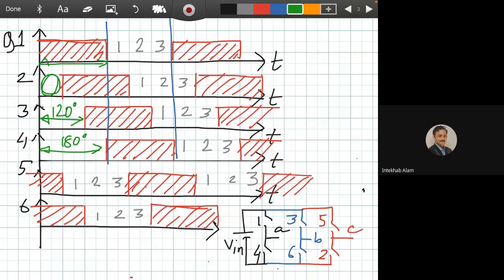If the conduction angle is 120 degrees, consider this term very carefully. If the conduction angle is 120 degree, then Q1 will be like this. It will conduct for 120 degree. You can see the blue conduction. Please ignore the amplitude of the red one, and they will be the same.